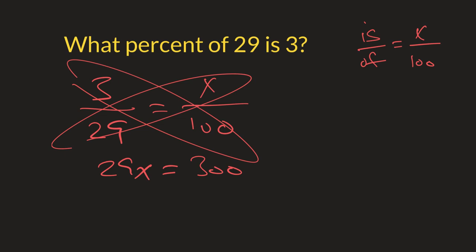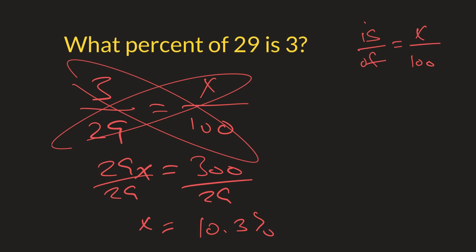How do we solve this equation? Thank you. Yep. Divide, I agree. Divide by 29. So we're going to go to the handy dandy calculator. We're going to go 300 divided by 29. And we're going to round it. We're going to say 10.3%. It's 10.34. We'll call it 10.3.